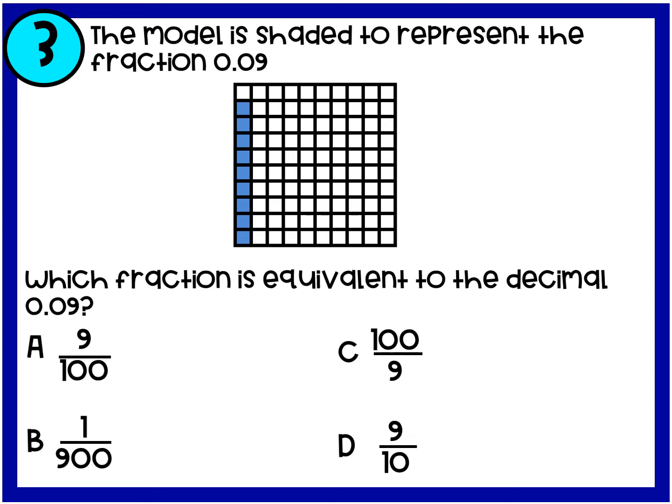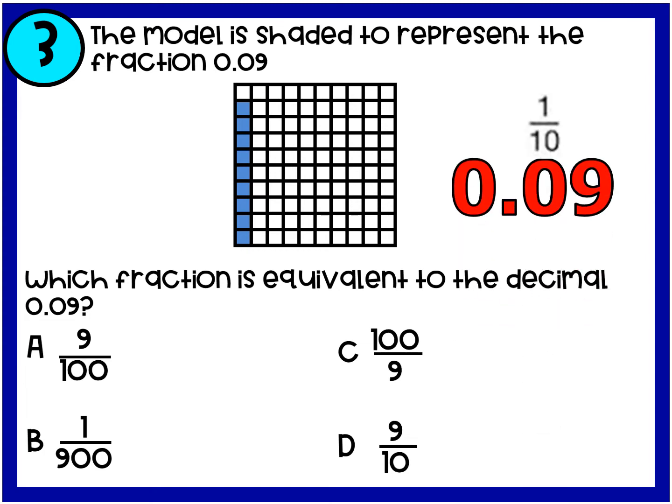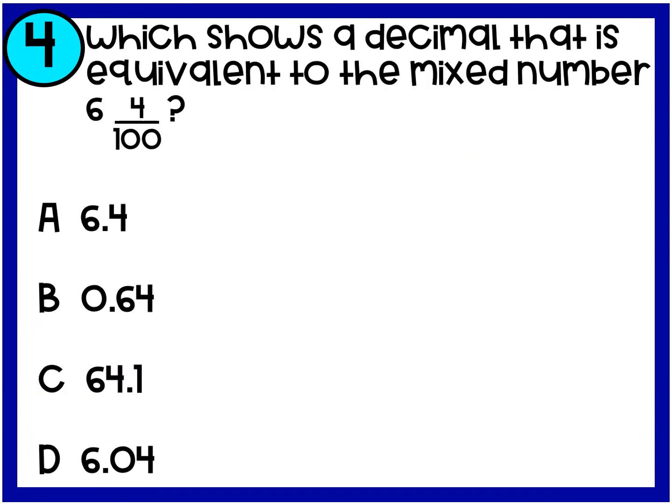Okay, let's see if you got this answer correct. If I look at my model, I have 100 pieces and 9 are shaded. I could create the fraction 9 out of 100. I'm going to use my place value chart to prove it. I have 9 hundredths. I don't have any tenths, but I have 9 hundredths. So the correct answer here is A.